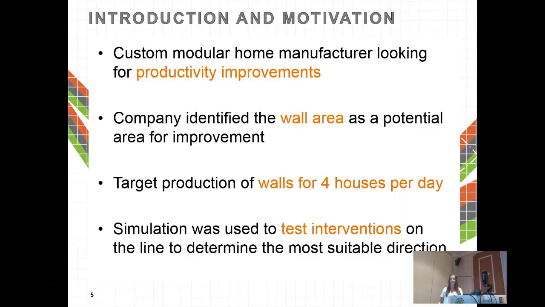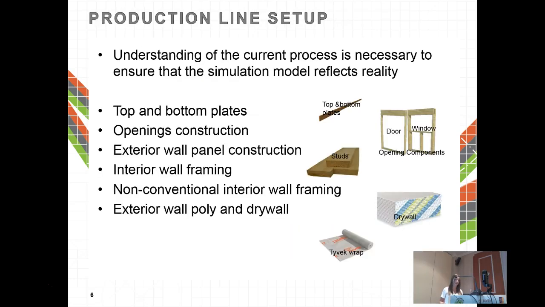So next, we moved on from the floor line to the wall line. They had a faster floor line. How could they improve their wall line? They had a goal, a target production of four houses' walls per day. And then we decided to use simulation to test the ideas that we had for improving the production, to see what they thought was the best.